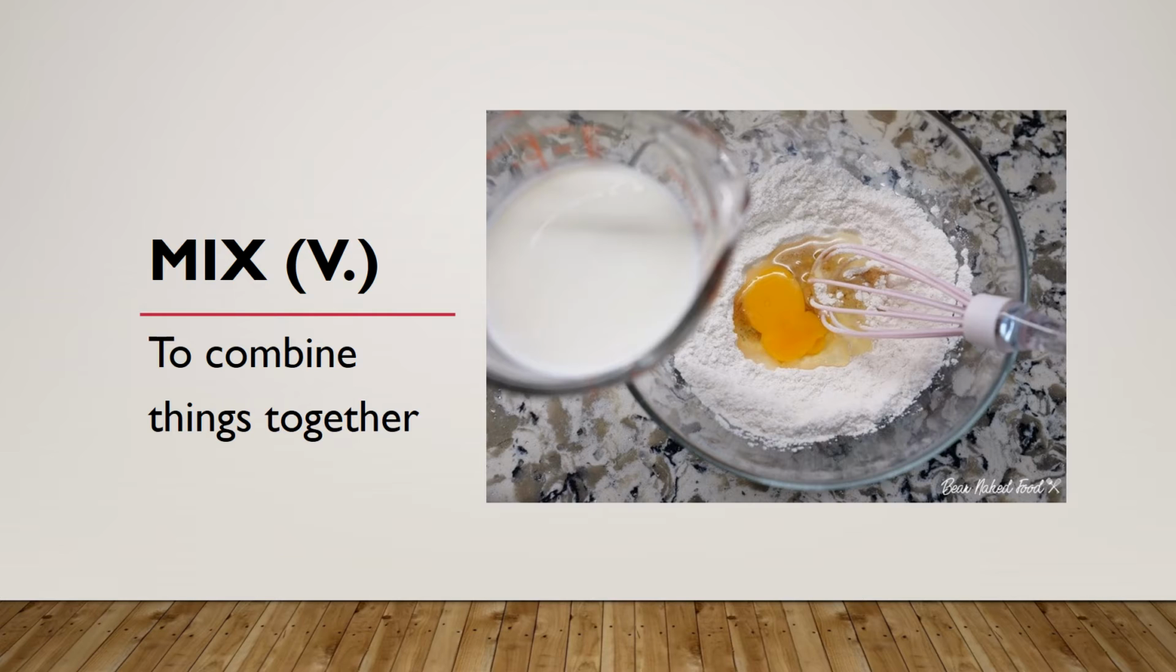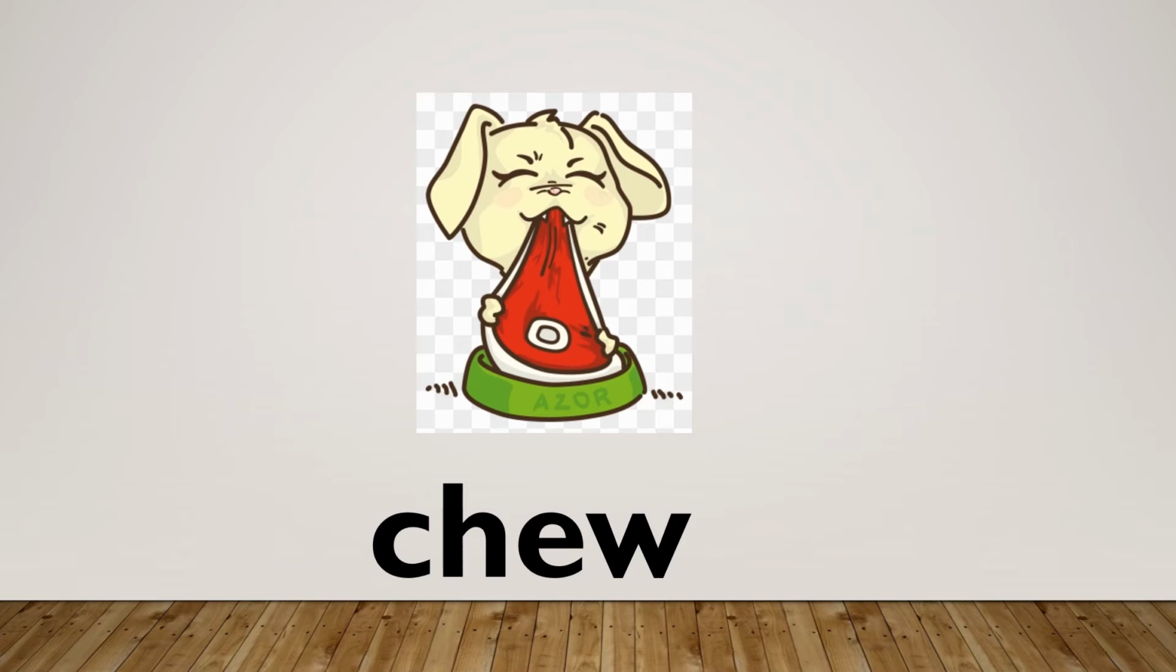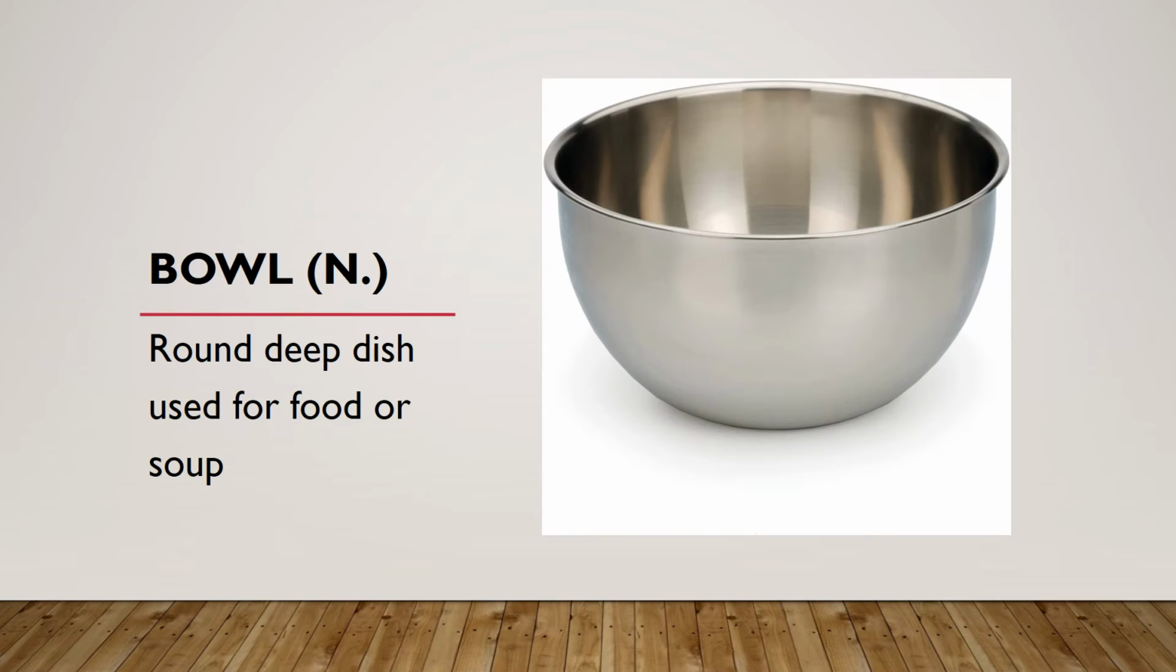Mix is a verb which means to combine things together. For example, here, mix flour with eggs. Chew. You chew food. For example, you're not allowed to chew gum. You have to chew your food slowly so that you don't get indigestion. Chew means to eat. Bowl is a noun which means a round and deep dish used for food or soup.